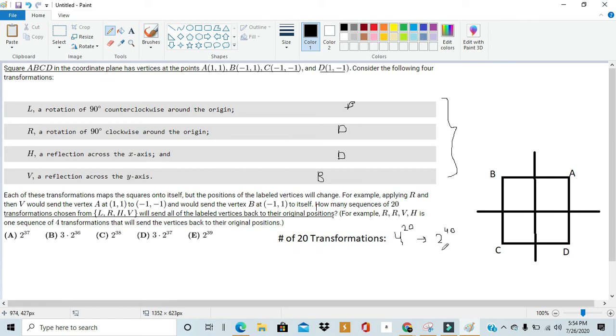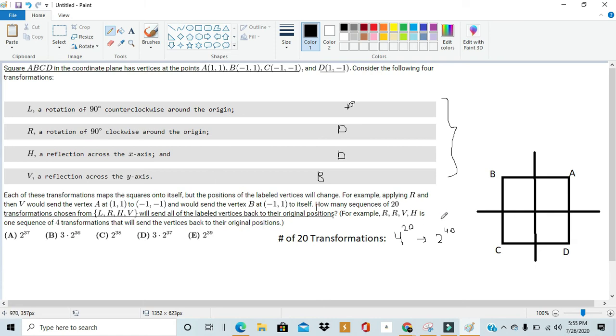So now we know the number of 20 sequence transformations, and we know what each transformation does to the shape. So let's try to understand how we could make it so that the sequence of 20 transformations using the four transformations provided will map A back to A, B back to B, C back to C, and D back to D. So looking at the transformations, we've already noted down that left will move A to B, and V will move A to B, while R will move A to D, and H will move A to D.